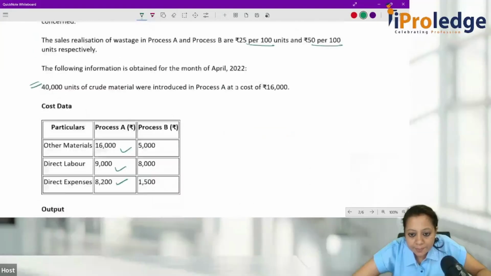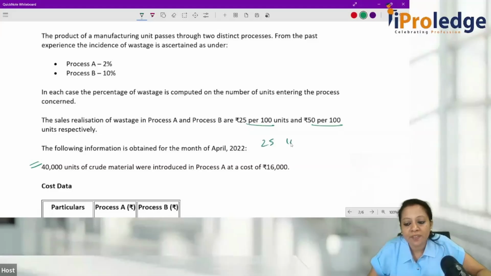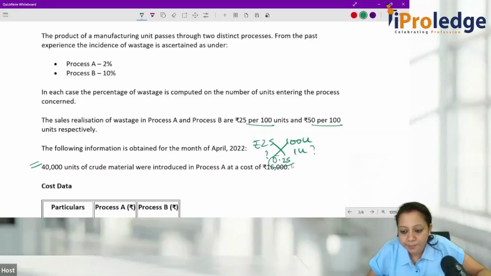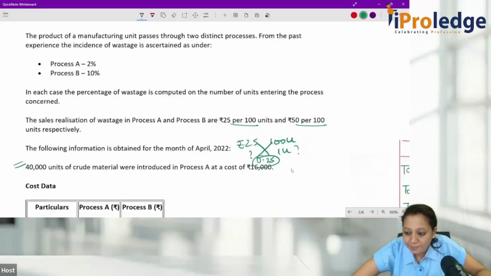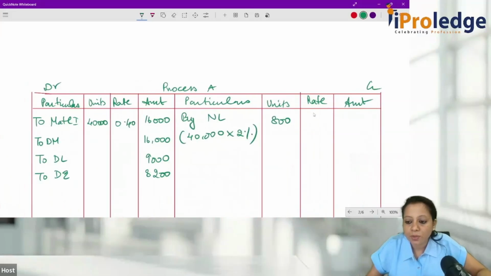25 per 100 units. So 25 for 100 units means for 1 unit, how much is it? Correct, everyone? So it is going to be 0.25. Now we will proceed to 0.25. Those of you who want, you can write a working note for this. 800 into 0.25. Is it 200? Yes.